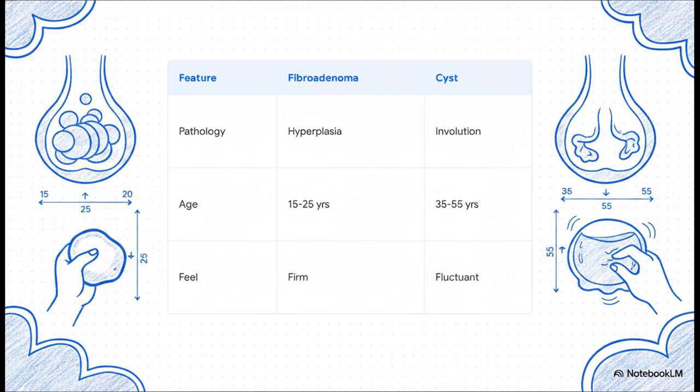The fibroadenoma is an aberration of lobular development, so boom, it naturally appears in that 15 to 25-year age group. The breast cyst, on the other hand, is a product of lobular involution, so we see it way later, generally in the 35 to 55-year bracket. Even the way they feel clinically is totally distinct. One is firm, the other is fluctuant.